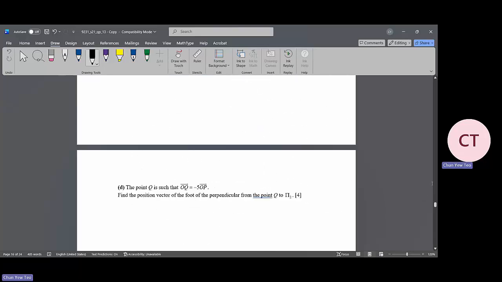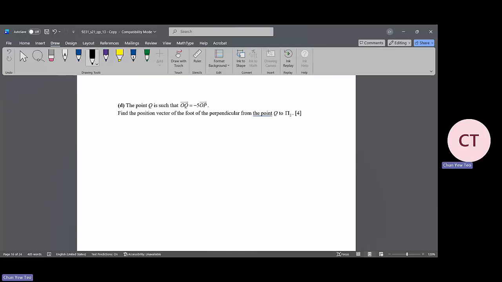Now move on, we have 6D. Now they are telling you that we have a point Q such that OQ is equal to -5 OP. So OQ is equal to -5 OP, and OP is (-2, -2, 4). That means you will get this as (10, 10, -20).